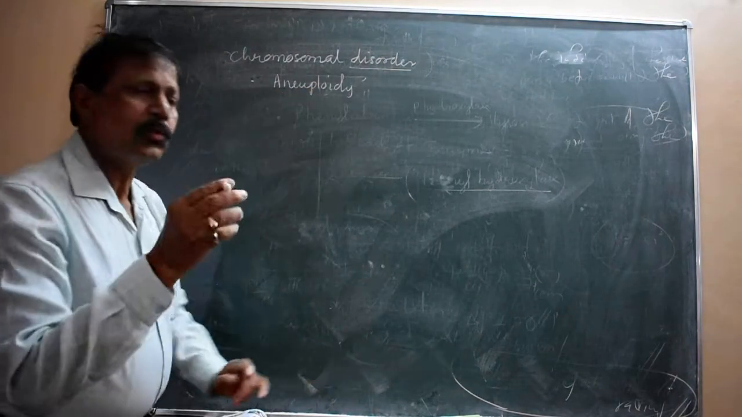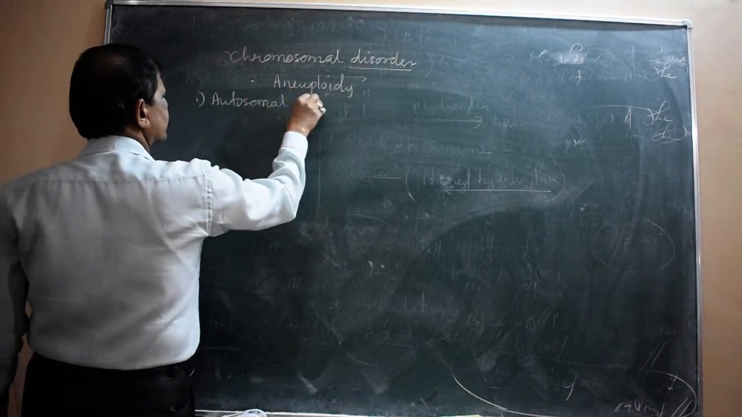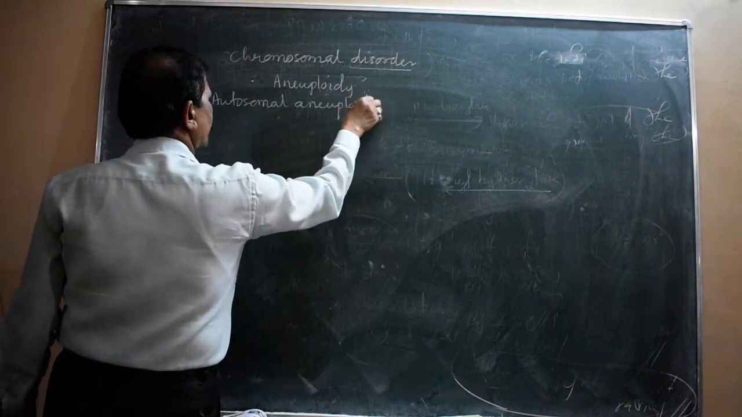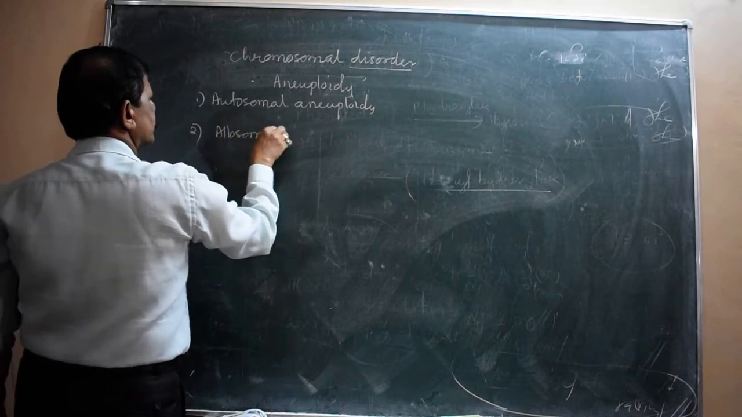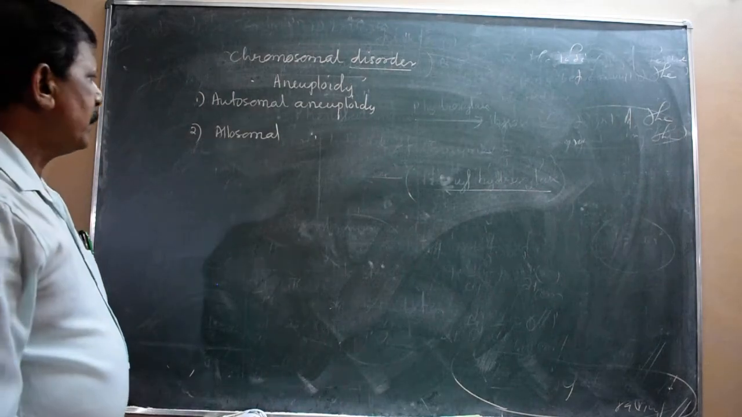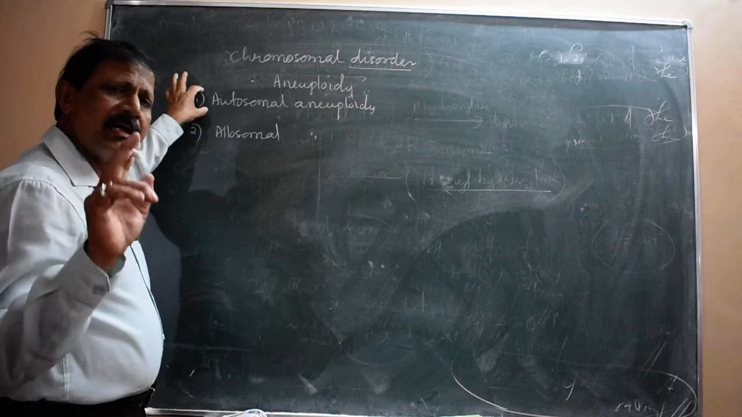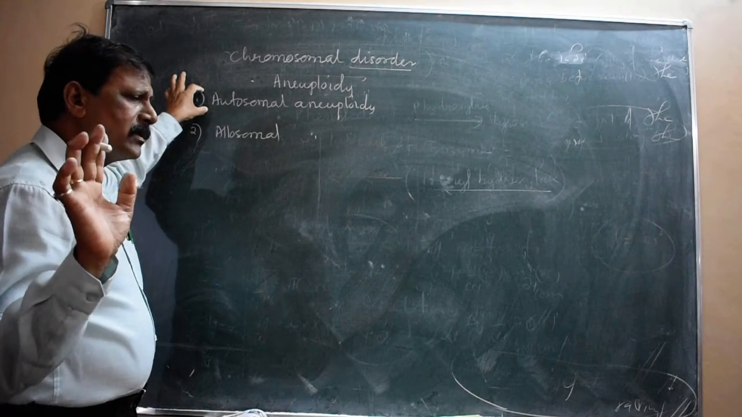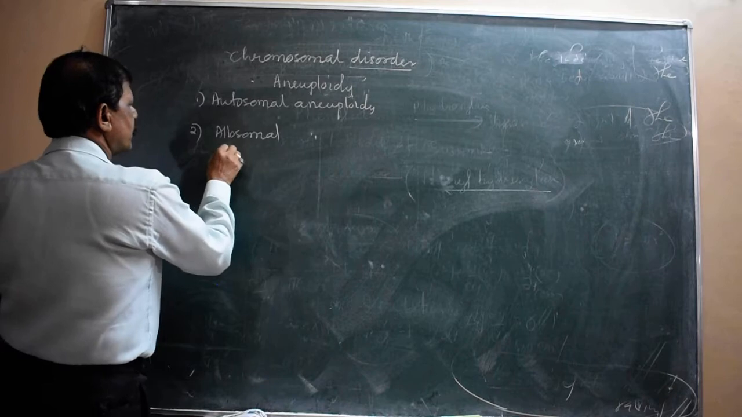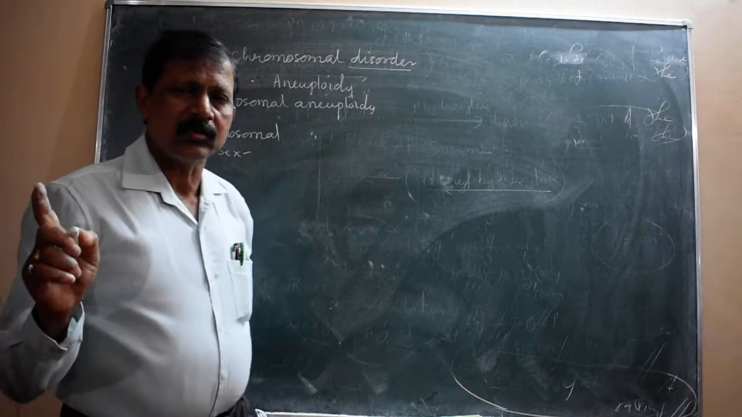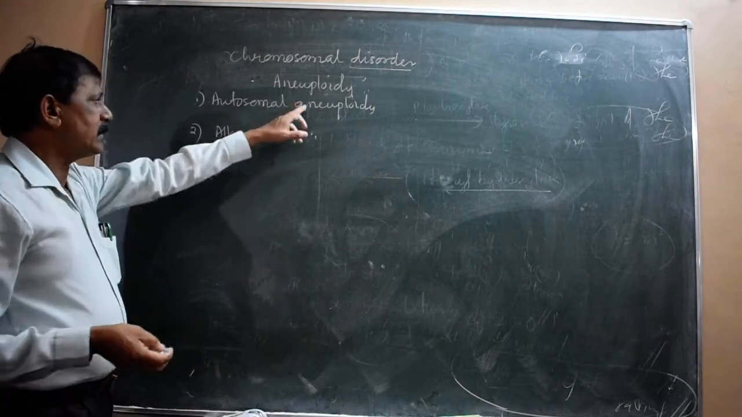In aneuploidy there are two types: autosomal aneuploidy and allosomal aneuploidy. Autosomes are the body-character-carrying chromosomes, sometimes called somatic chromosomes. Allosome means sex chromosome, and a sex chromosome can also sometimes be altered, so there may be a chance of aneuploidy.